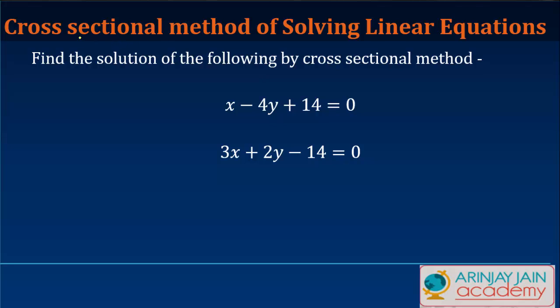Now let us use the cross-multiplication method to solve linear equations. Find the solution of the following by the cross-multiplication method: x minus 4y plus 14 is equal to 0, and 3x plus 2y minus 14 is equal to 0.